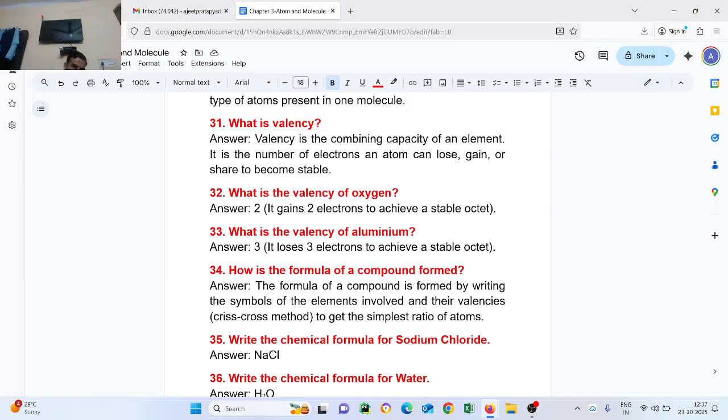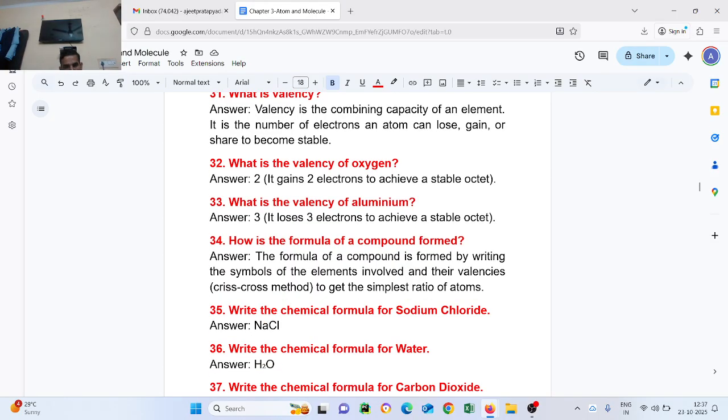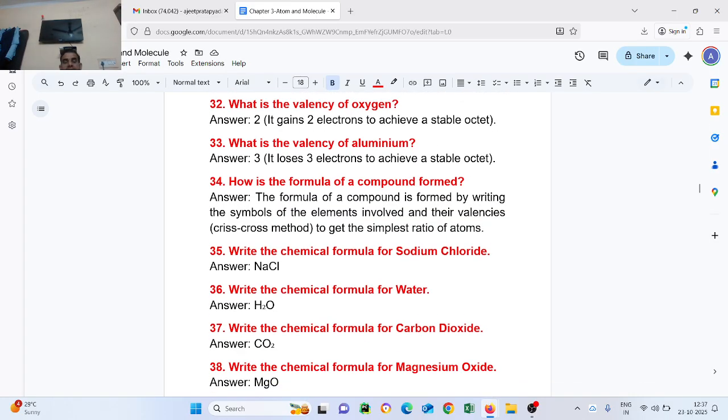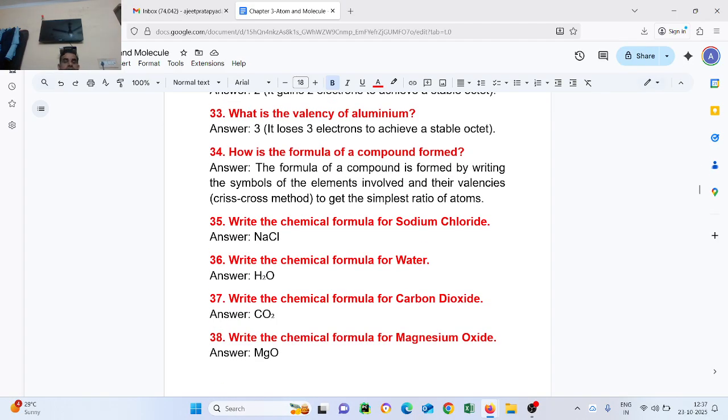How is the formula of a compound formed? The formula of a compound is formed by writing the symbols of the elements involved and their valencies, using the criss-cross method to get the simplest ratio of atoms. Write the chemical formula of sodium chloride. Answer is NaCl. Write the chemical formula of water. Answer is H2O.